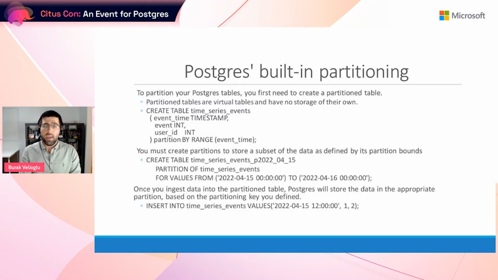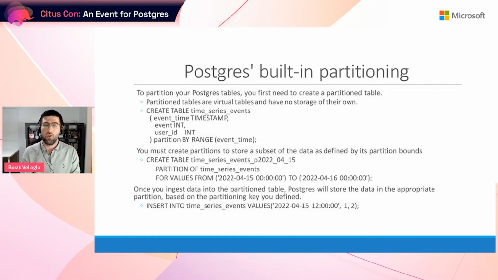And in order to create a partitioned table in Postgres to have smaller chunks for your whole data, you first need to create a partitioned table with the Postgres command CREATE TABLE with PARTITION BY RANGE at the end of it. As you can see from the command, we are right now creating a time series events table, which is partitioned on the event_time column, which has a timestamp data type, by the way.